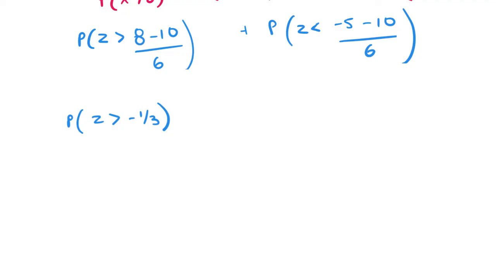What am I going to do here? And plus the probability of z being less than negative 2.5. So how am I going to find these answers? They don't give this to us in the table of the negative 2.5 and then minus a third. Is that the same as?